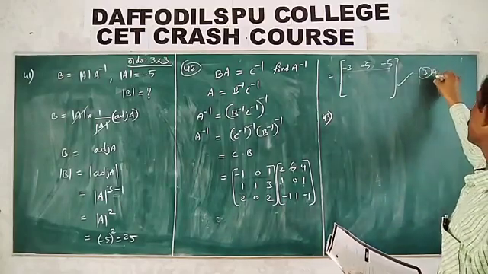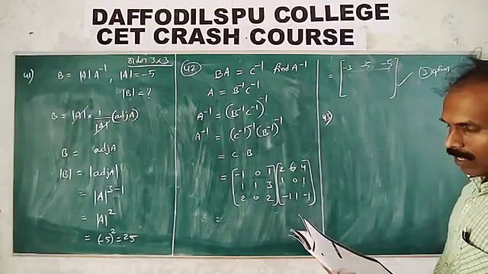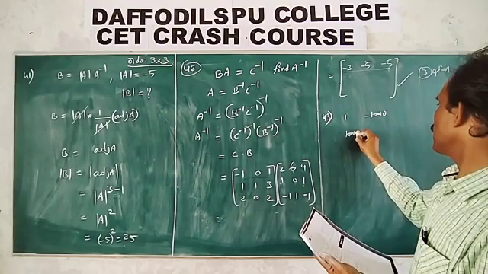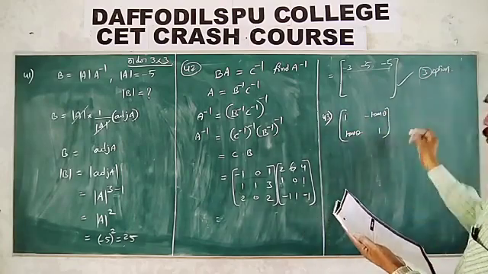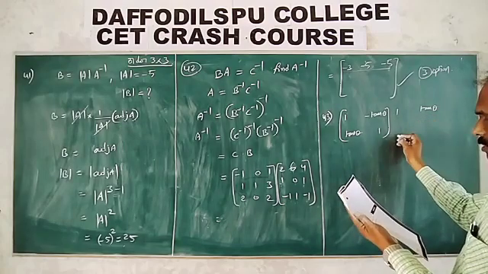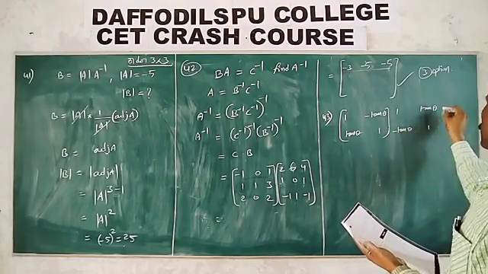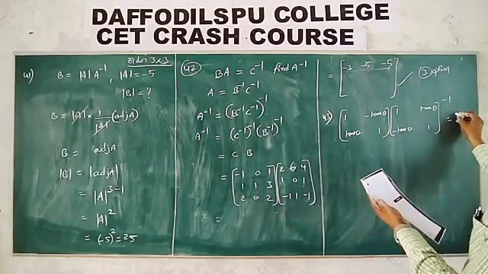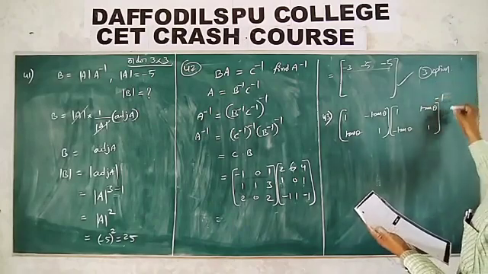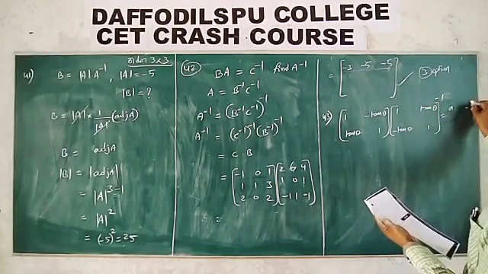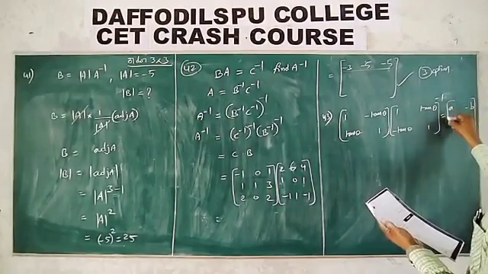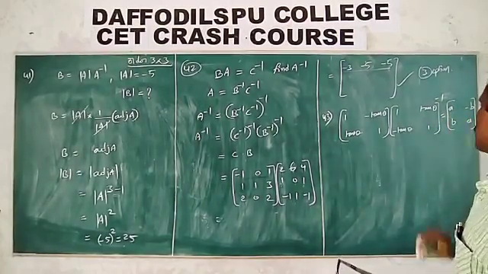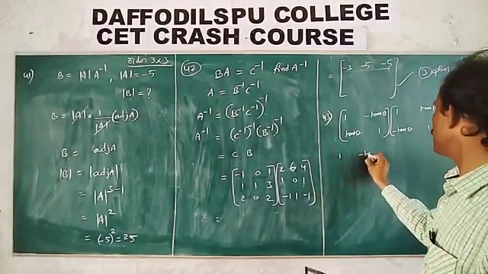Third option. Question 43: the matrix [1, minus tan theta; tan theta, 1] inverse is equal to [A, minus B; B, A]. Then which options satisfy this?